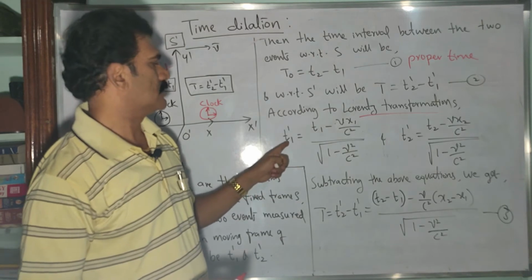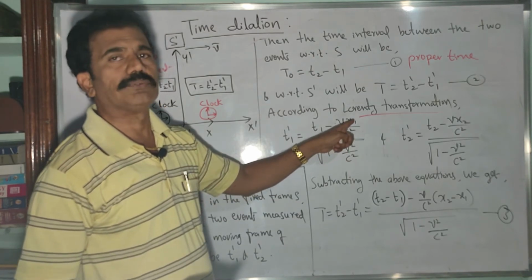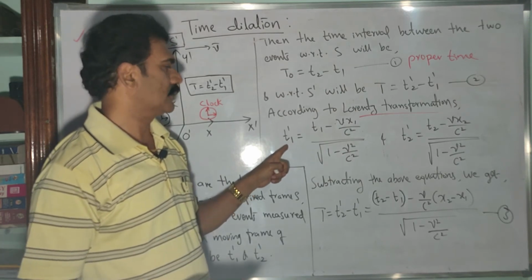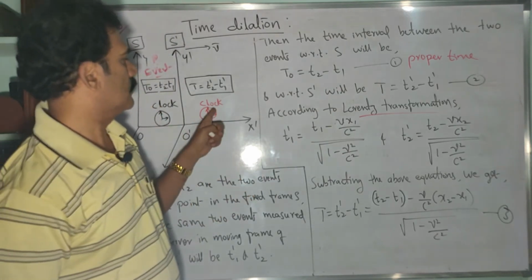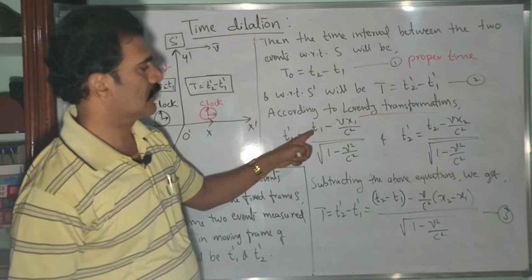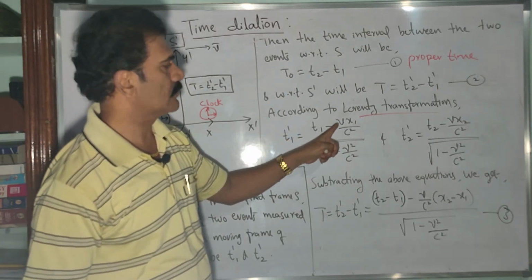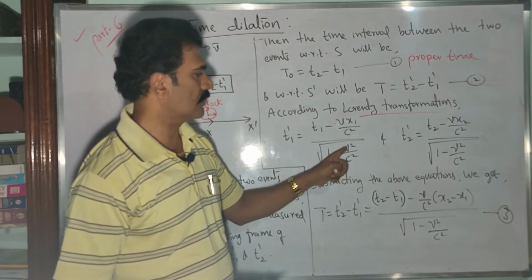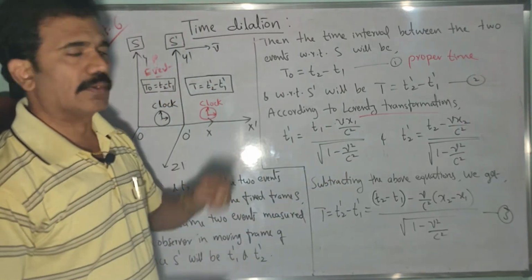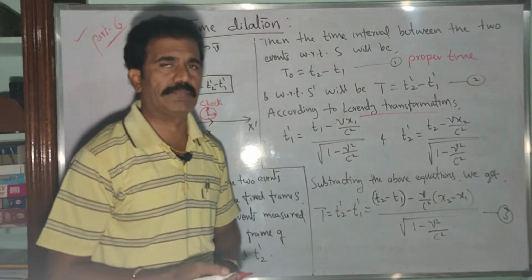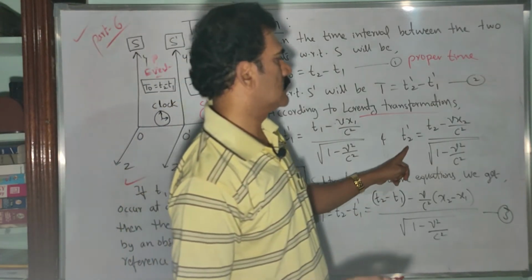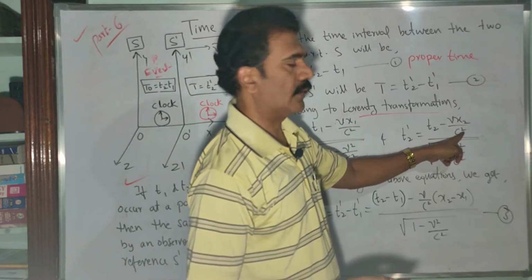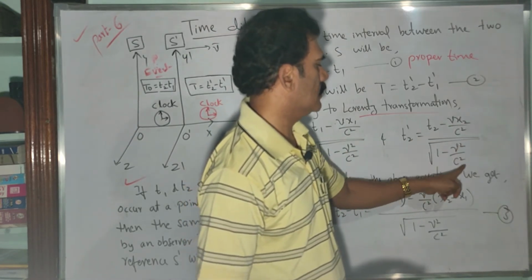Because if it is t, then we will take the position x here. So now we are measuring the two events here. With respect to the fixed frame of reference, the moving frame of reference t1 dash is related to t1 as t1 minus v x1 by c square divided by square root of 1 minus v square by c square, where v is the velocity of the moving frame of reference and c is the velocity of light. Similarly, t2 dash is related to t2 minus v x2 by c square divided by square root of 1 minus v square by c square again.